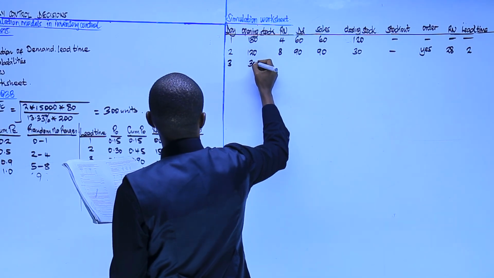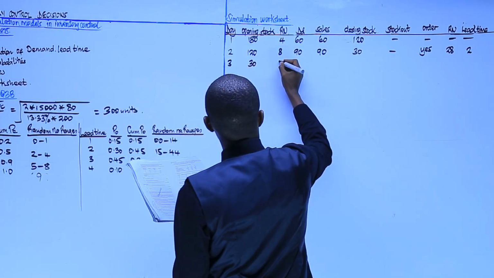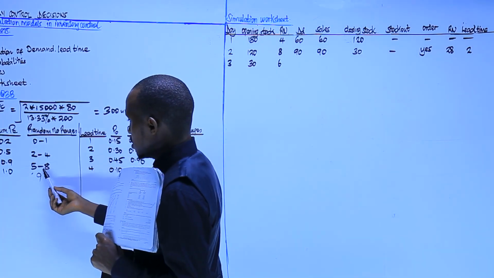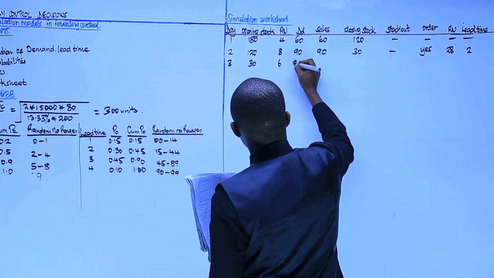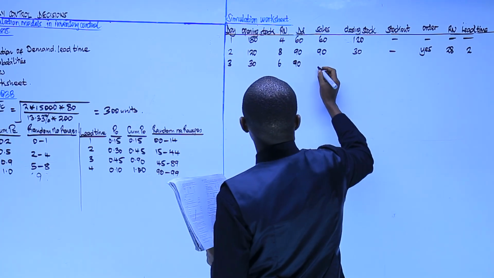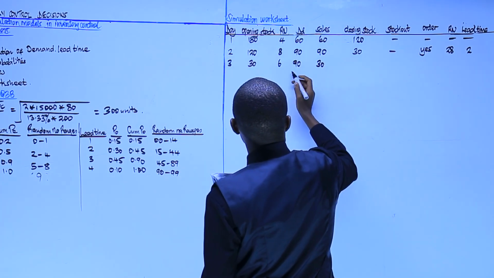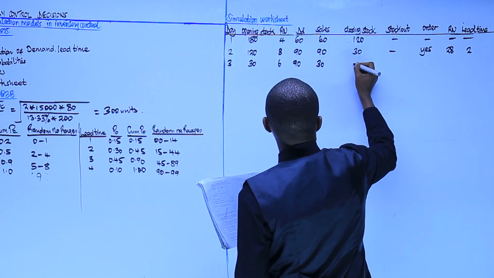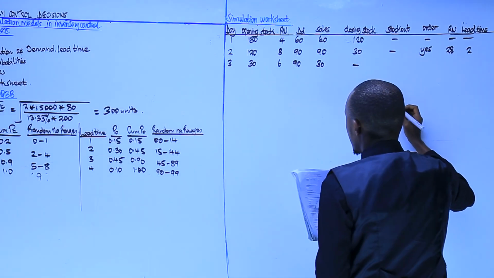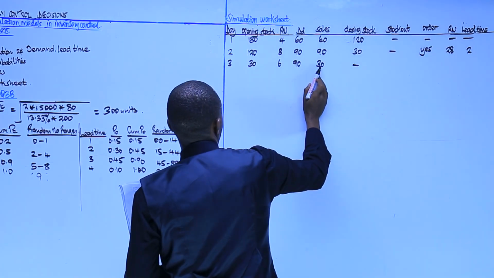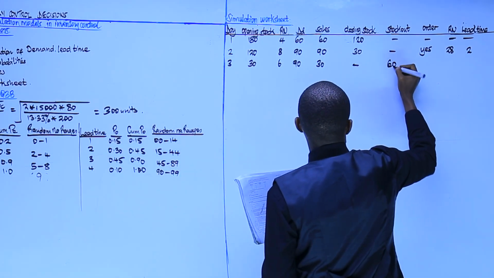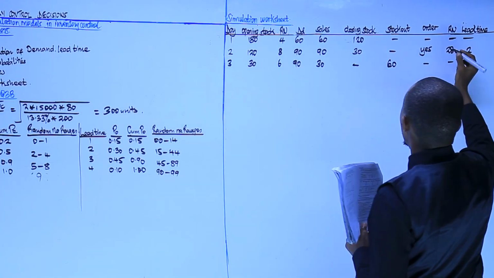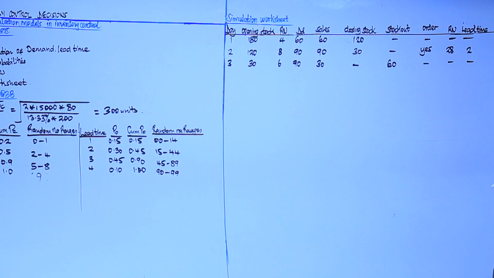The opening stock is 30. Your random number is 6. Your demand is 90. You cannot sell 90. You can only sell 30, because you only have 30. Then your closing stock is 0. Do you have a stock out? Yes. You had a demand of 90 and sold 30, so 60 was not sold. Will you order? No, you will not order. You still have a pending order from day 2.